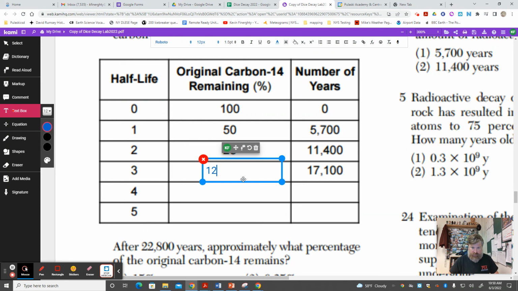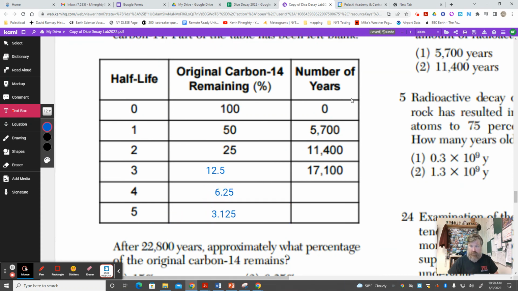I don't know, 92 or so. 100 cut in half, you're at 50. Cut in half, you're at 25. Cut in half, you're at 12.5. Cut in half, you're at 6.25. Cut in half, you're at 3.125. Carbon 14, yes, for other isotopes, it's a different amount of time, but for carbon 14, according to our reference tables, it's 5,700 years. So add 5,700, add 5,700, add 5,700. You'll get what? 20.